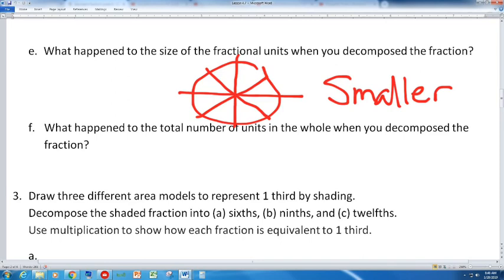Now, what happened to the total number of units? Well, we went from 1 pizza to 8 pieces of pizza. So the total number of units became larger. The number became larger. It went from 1 to 8. But the pieces became smaller. Each kid, instead of getting a larger piece of pizza, got a smaller piece of pizza. That's really all this lesson was about, showing that the pieces become smaller, but you get more of them in total.